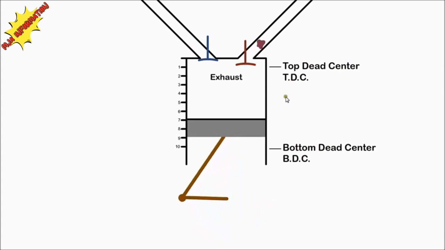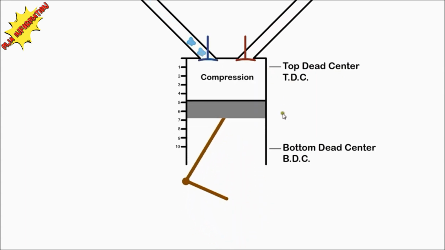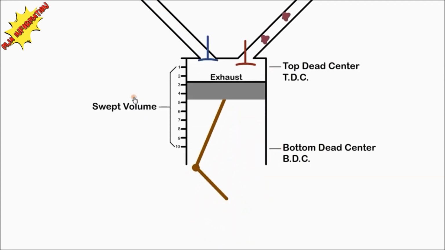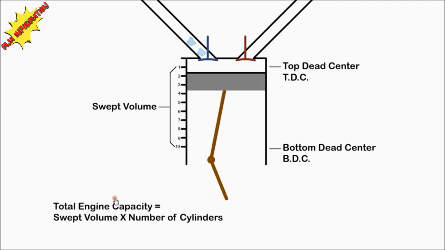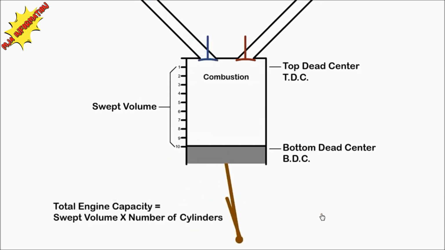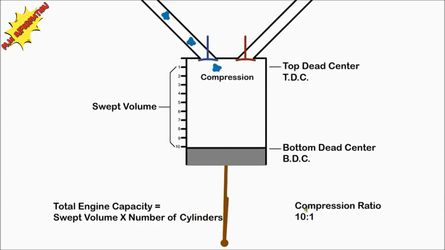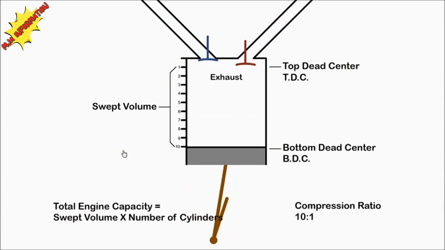The top position of the piston is called top dead center, TDC, and the bottom position is called bottom dead center, BDC, while the volume between the two is called the swept volume. The total engine capacity is the swept volume multiplied by the number of cylinders. For this engine, the compression ratio is 10:1. A diesel engine would be higher, at perhaps 20:1.